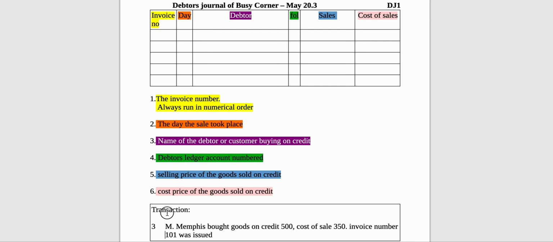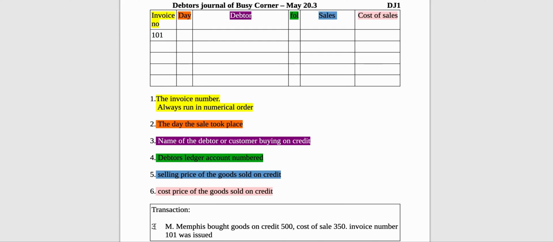So the transaction says on the 3rd of May, because this is the debtors journal for May. So on the 3rd, M Memphis bought goods on credit 500. Costs of sale 350. Invoice number 101 was issued. Okay, so the invoice number is the first thing that we are looking for. They have told you in the transaction that invoice number 101 was issued. Okay, so it means our invoice number will be 101.